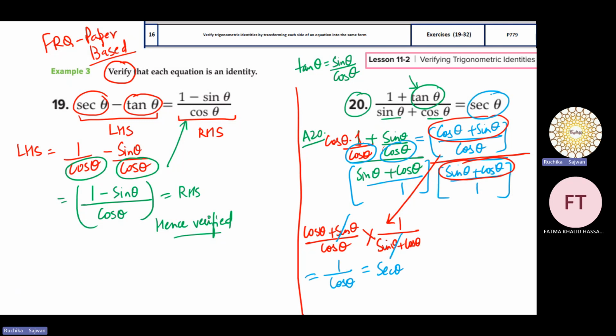So is it equal to the right side? Very good. So we start from the left side, we reach the right side. If both are equal, we have verified the identity. So this is how we solve question 20. We will now proceed and solve question 21.